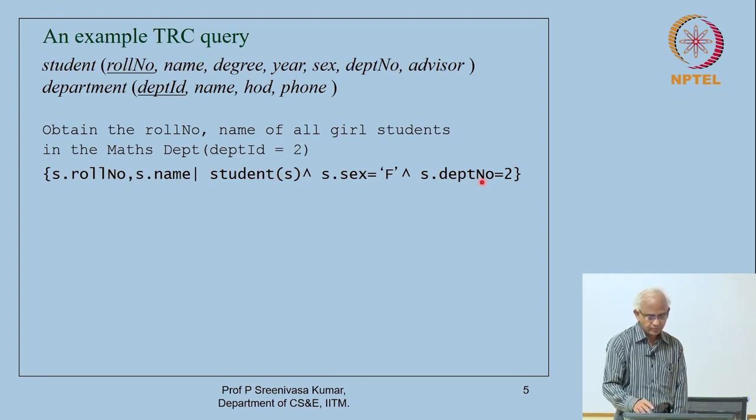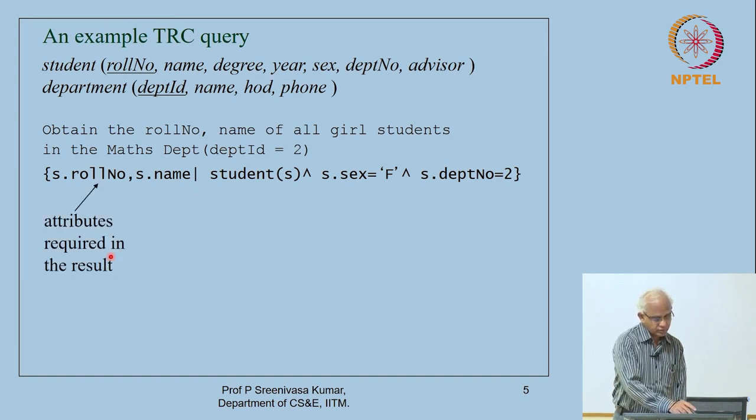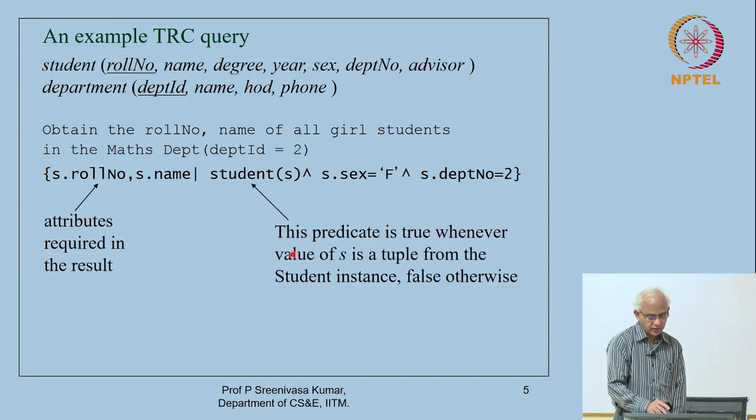If that is the case, then since the query requires roll number and name of girl students, we use that tuple variable and ask for roll number and name on the left hand side of the vertical bar. So, attributes required in the result are given on the left hand side of the bar, and the condition, the predicate that has to be true, is given as the condition to be satisfied on the right side of the vertical bar.